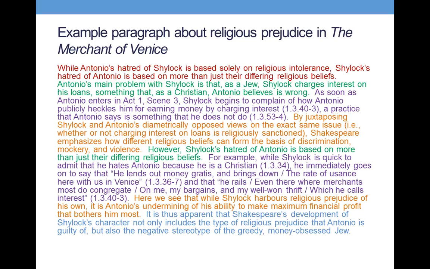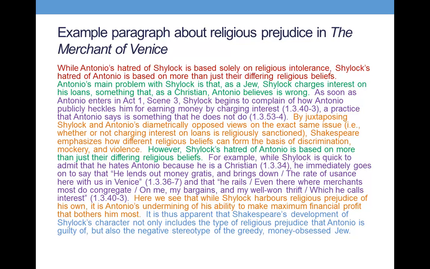In this example, you can see that we've highlighted in different colors the different sections of this paragraph. The first sentence in red is a topic sentence. This is the main idea of this paragraph, the controlling sentence of this paragraph, and you can see that it kind of appears in two parts. The first part talking about Antonio's hatred of Shylock, the second part talking about Shylock's hatred of Antonio.